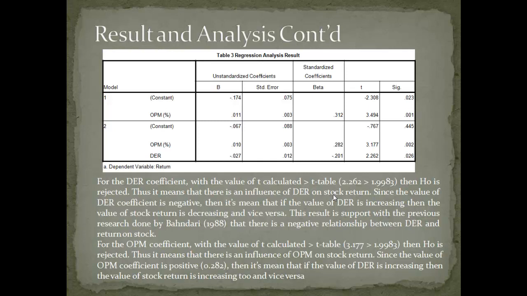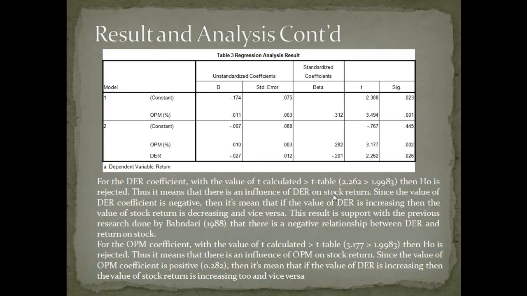For the DER coefficient, with the value of t calculated more than t table, 2.262 is more than 1.9983, then the null hypothesis is rejected. This means that there is an influence of DER on stock returns. Since the value of the DER coefficient is negative, it means that if the value of DER is increasing, then the value of stock return is decreasing, and vice versa. This result is supported by the previous research done by Bandari in 1988 that there is a negative relationship between DER and return on stock.